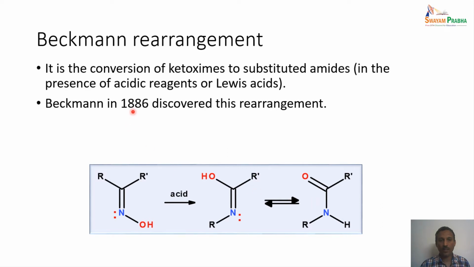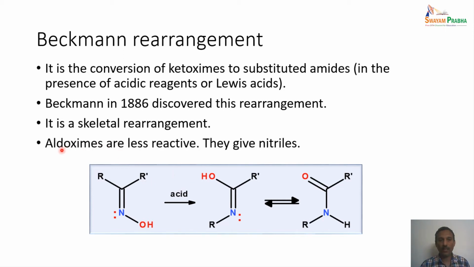This was discovered by Beckmann in the year 1886, and it is called a skeletal rearrangement. Skeletal rearrangement means the skeleton of the molecule, that is, how the groups are arranged, changes. If you look here, this is a carbon, this is a carbon, this is a nitrogen, this is an oxygen. So the link is carbon, carbon, nitrogen, oxygen, and that is now changed to carbon, nitrogen, carbon and oxygen. So the overall skeleton of the molecule changes. This is what is called skeletal rearrangement.